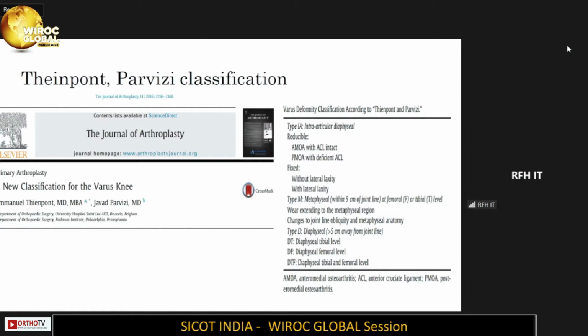So this paper by Pont and Parvezi, which described a new classification system published in the Journal of Arthroplasty, gave us a classification according to the location. Type IA is intra-articular, which had two components, reducible and fixed. Type M is metaphyseal, which is within 5 centimeters of the joint line at both the ends, femoral and tibial. Type D is diaphyseal, that is more than 5 centimeters away from the joint line, which had the following components: diaphyseal tibial, diaphyseal femoral, and diaphyseal tibial and femoral level.